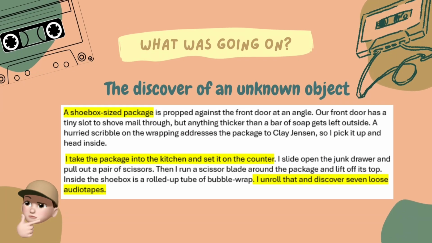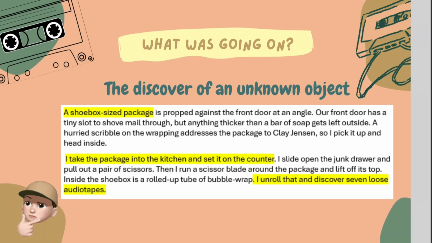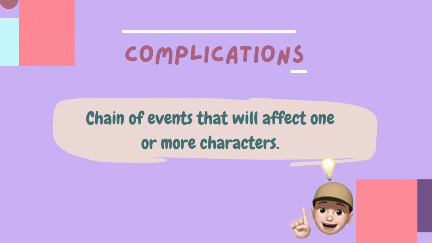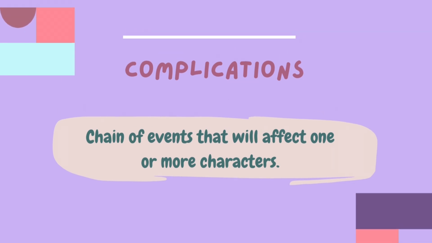What was going on? A mysterious package which contained 7 audio tapes was sent towards Clay Jensen, a high school student. Those audio tapes are narrated by Hannah Baker, who tells her motives of why she took her own life. Now we are going to analyze the complications of the story. The complications are a chain of events that will affect one or more characters during the story.